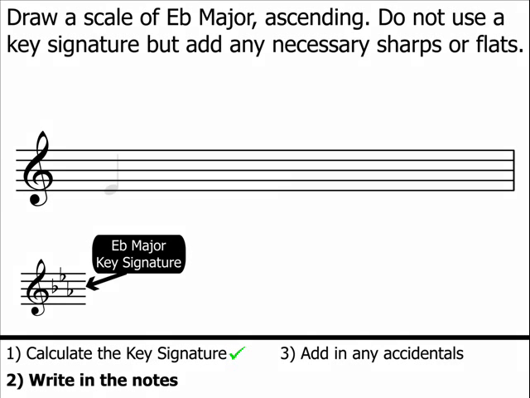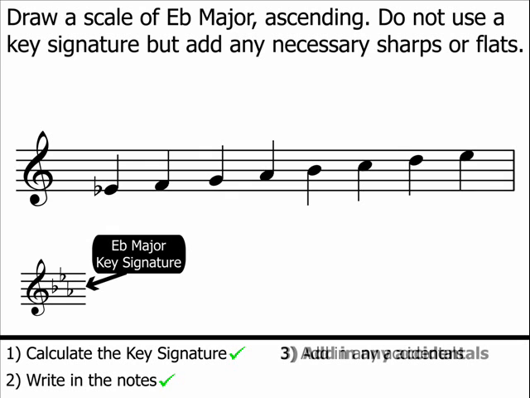As the scale is E flat major, we know it has to start on an E flat, so we can pop in an accidental straight away, a flat next to the very first E. Then just add in the notes, making sure that there is a note on every line and in every space. Step 2 complete. Step 3, we need to add in the accidentals.